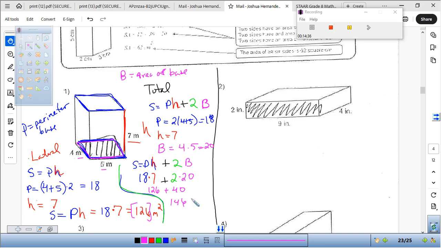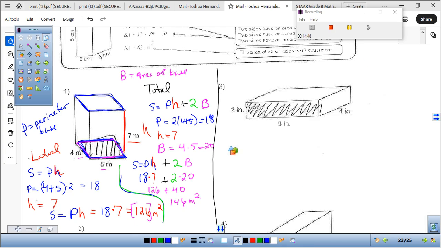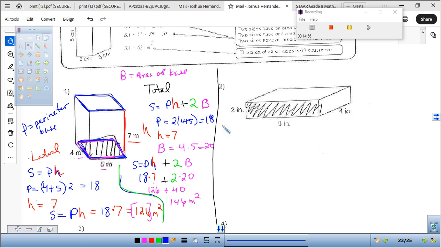And this is area, so it's going to be meters squared. I'm going to do the next one real quick too, and finish this one up. Again, same thing: lateral and then total. It does take practice. It's not something you just get right away, but it's a lot easier if you practice. So we're going to go lateral. Lateral, again, don't forget, is your sides. It's just PH.